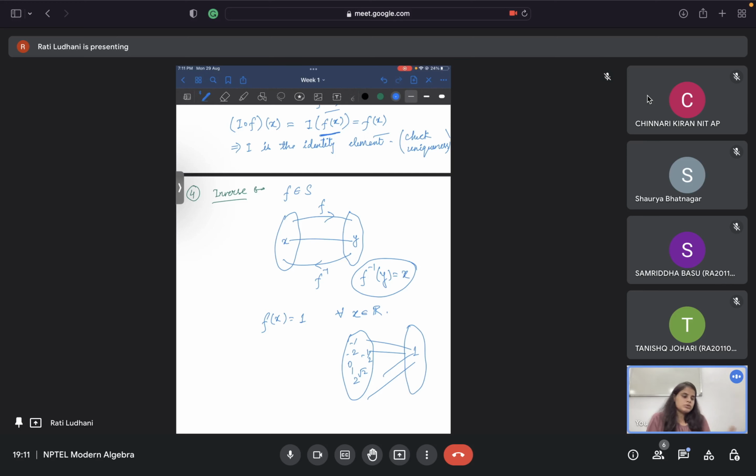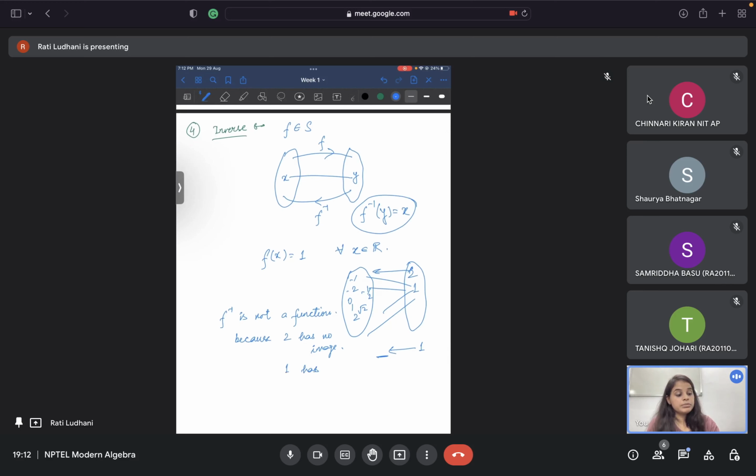Now if you try to find the inverse, what will you get? You will get nothing, because you cannot map anything here. 1 has too many images, and 2 has no inverse image. So f inverse is not a function. It is a relation but not a function. Function means every element should be mapped somewhere. But S is the set of functions, so this is a problem.